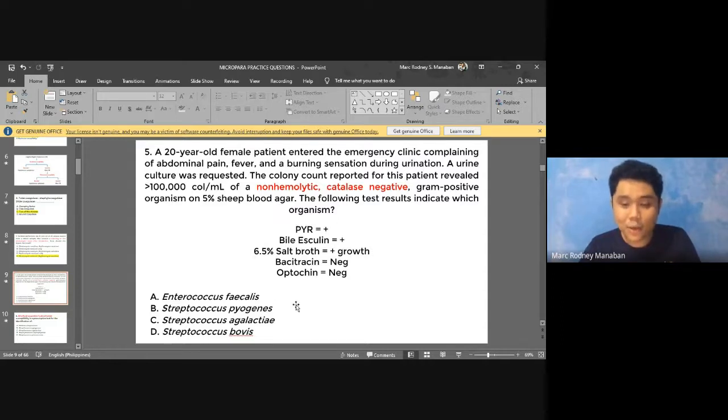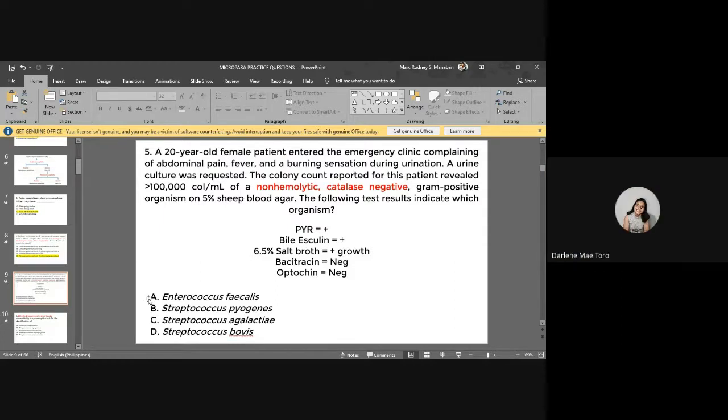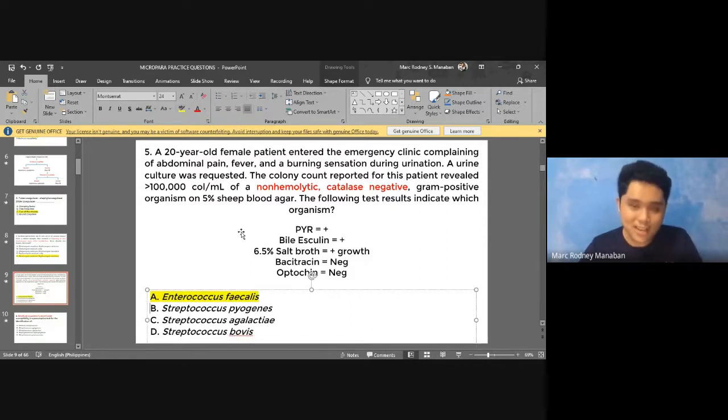Therefore, the next thing to look at is growth in 6.5% salt, because this is really characteristic of this organism. Who can tolerate 6.5% salt growth? Enterococcus faecalis. Very good, that is the correct answer. That's how you approach case studies, dear staff. From the start of the question, see which choices can be eliminated. If none, go to biochemical tests and look at the distinct characteristics. 6.5% NaCl positive growth, tolerance of high salt, is characteristic of Enterococcus faecalis.